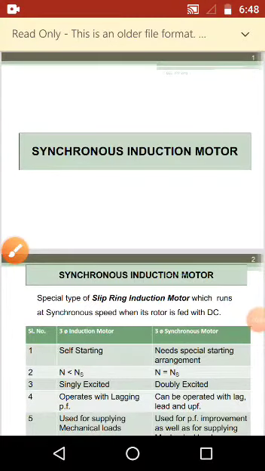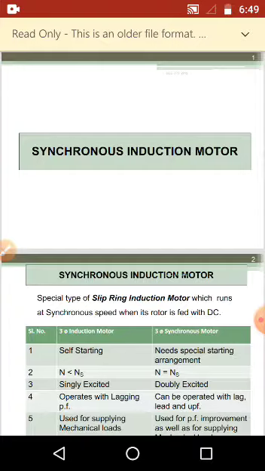Hello friends, today we will be discussing the topic synchronous induction motor. So, the main advantage of our synchronous machine is that it runs at a constant speed. Irrespective of the load condition, whether full load, half load or any load, the machine always runs at a constant speed, which is our synchronous speed. So, that is an advantage of the synchronous motor.